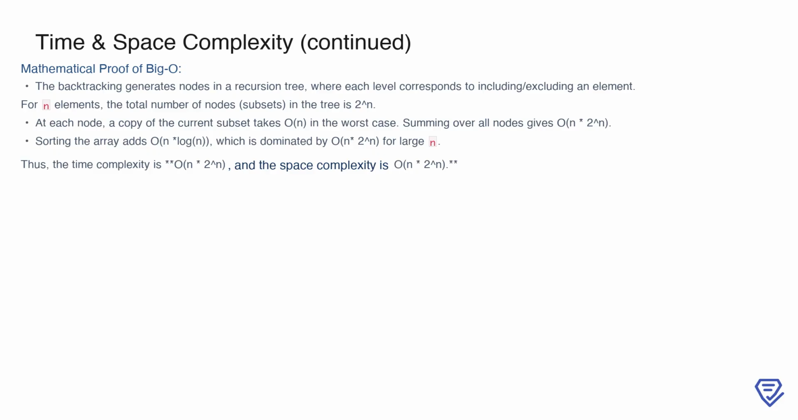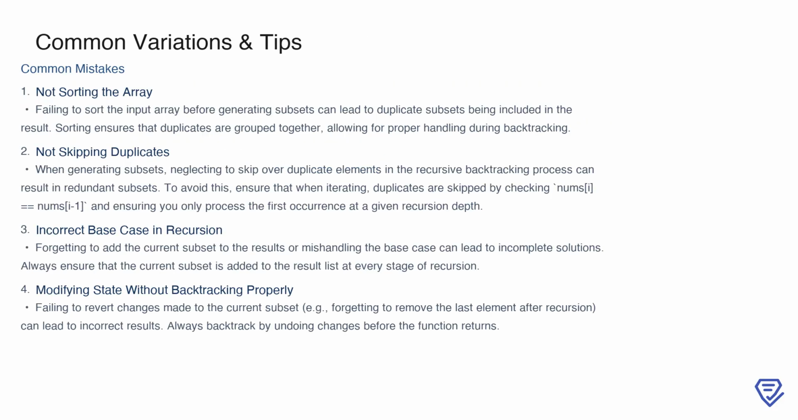When solving Subsets II, there are a few common mistakes to watch out for. First, failing to sort the input array can lead to duplicate subsets because duplicates won't be grouped together. Sorting ensures that you can handle duplicates effectively during backtracking. Next, it's essential to skip over duplicate elements in the recursive process. If you don't, you'll end up including redundant subsets.